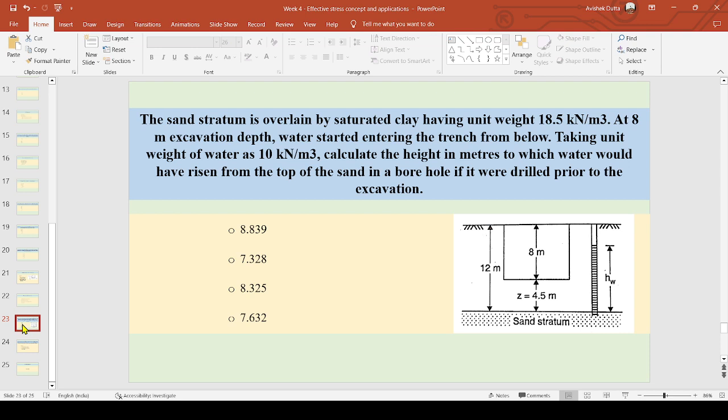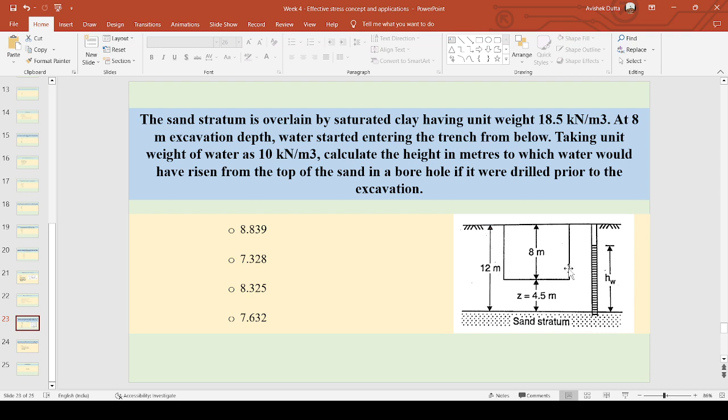Now unit weight of water is taken as 10 kilonewton per meter cube. To calculate the height in meters to which water would have risen from the top of sand in the borehole, shown as HW, if the borehole was drilled prior to the excavation. At first the borehole should be drilled over here, after which the excavation will be started, and at 8 meter water started entering this trench.